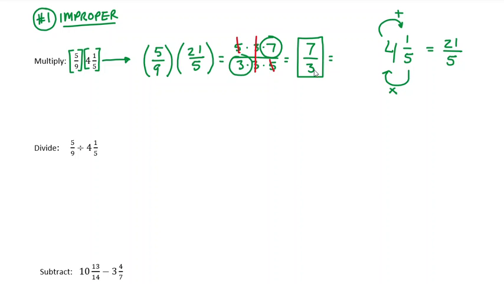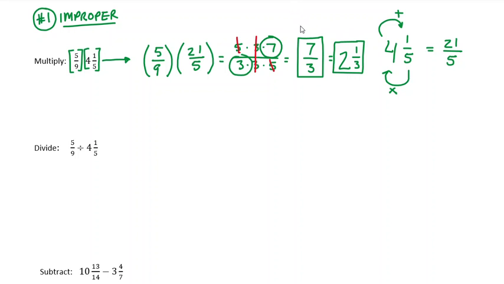You can say, well, 3 goes into 7 2 times, with 1 left over. 2 times 3 is 6 out of 7. So there's 1/3 left over. And so 2 1/3 is the mixed number form. 7/3 is the improper fraction form of the answer.